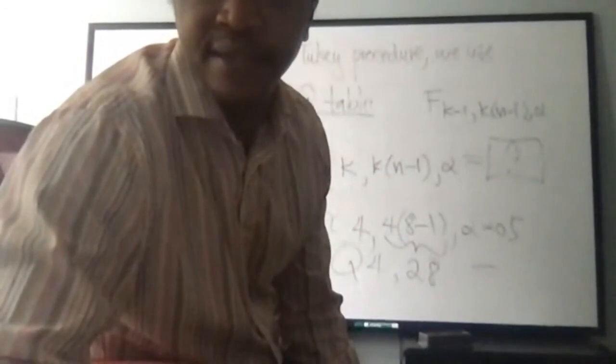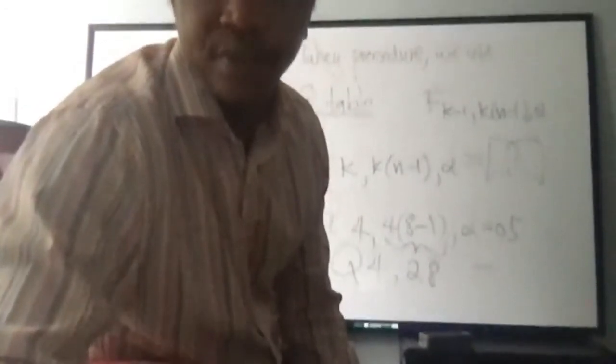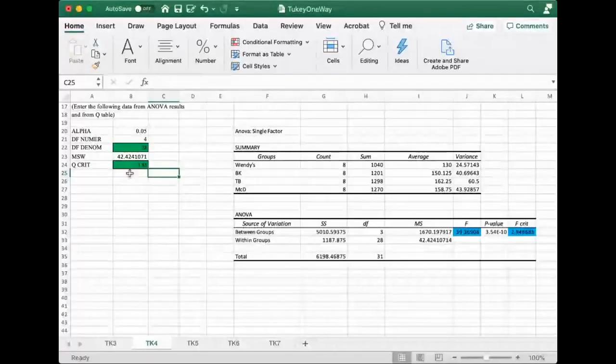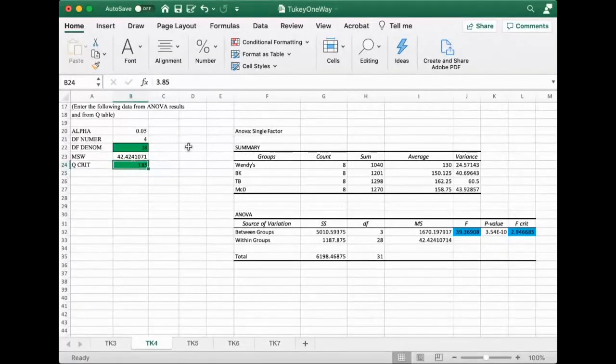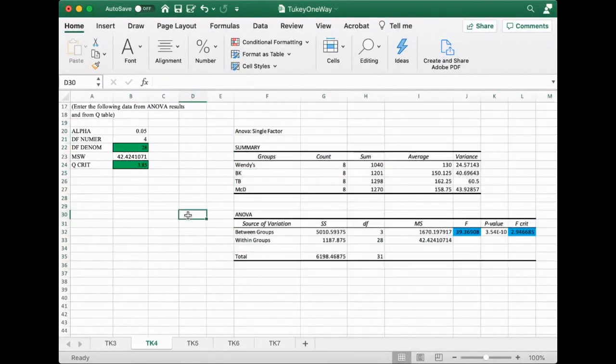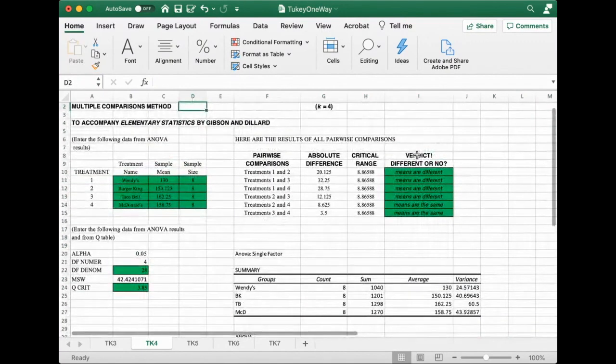Type in that last thing. But notice here that you're only going to be able to do this if you know how to read the Q table. Okay, so we put the 3.85 right there, and that's the only value that came from the Q table. Everything else came from this. All right, what's the punchline? Go back up. What's the punchline? This is the punchline right here.